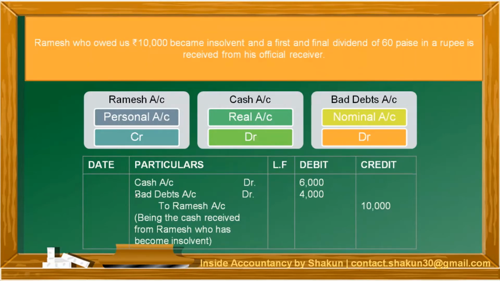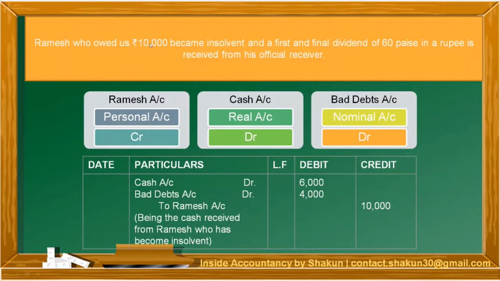Moving on, Ramesh, who owed us 10,000, became insolvent and a first and final dividend of 60 paisa in a rupee is received from his official receiver. So, a person becomes insolvent means that he is unable to pay his debts. He does not have enough money to pay all his debts. That means that a person is insolvent.